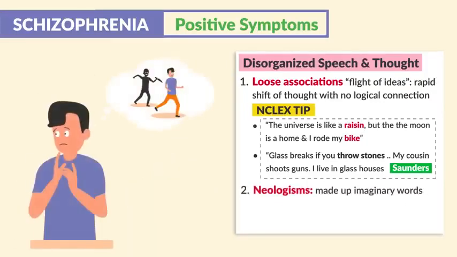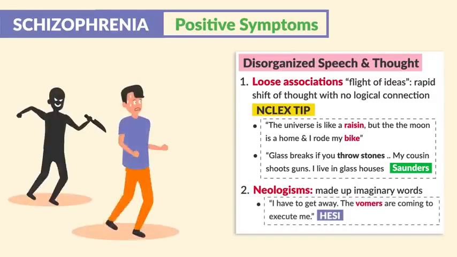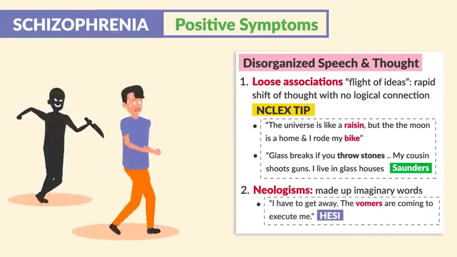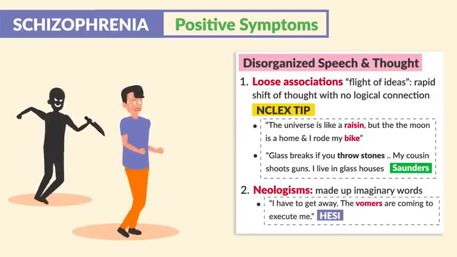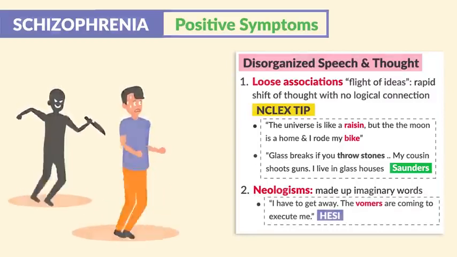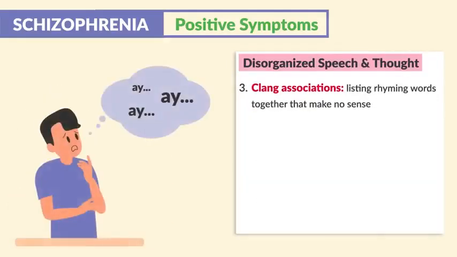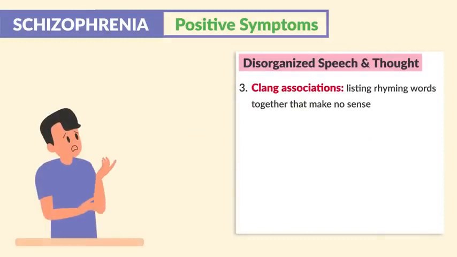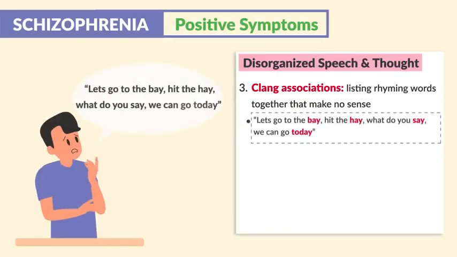Now, number 2 is neologisms, made up imaginary words. For example, Hesi mentions, "I have to get away. The Vomers are coming to execute me." You see, Vomers is a made-up word. Number 3 is clang associations, listing rhyming words together that make no sense. For example, "Let's go to the bay, let's hit the hay. What do you say? We can go today." All these words rhyme together, but don't make any sense.